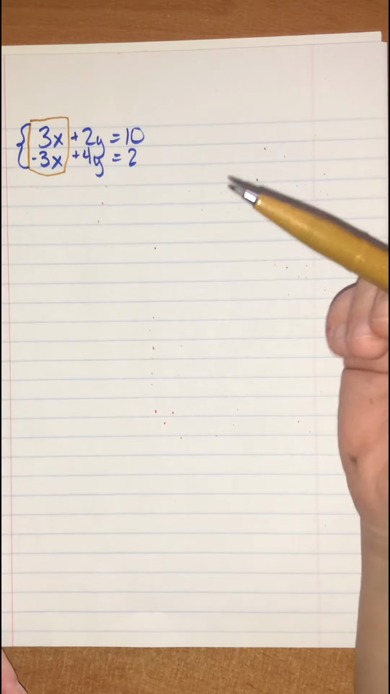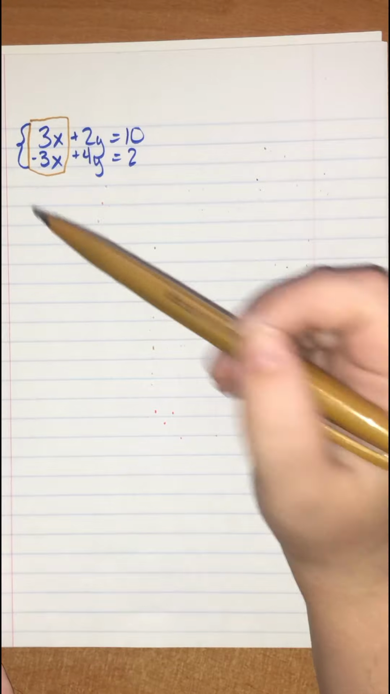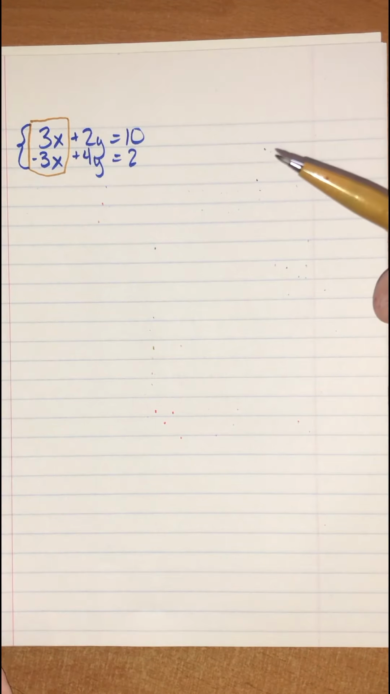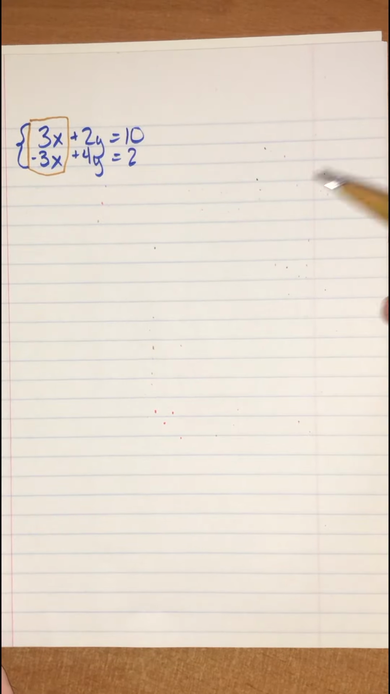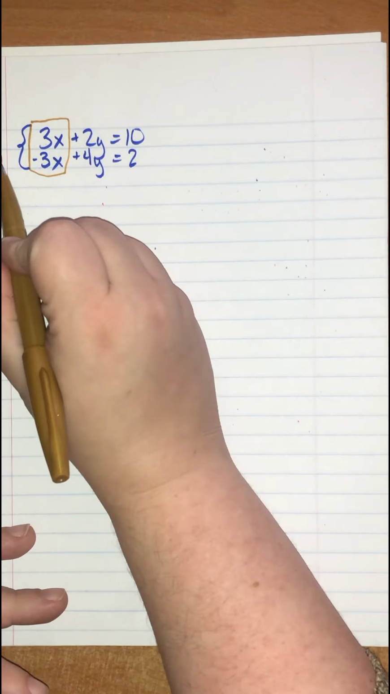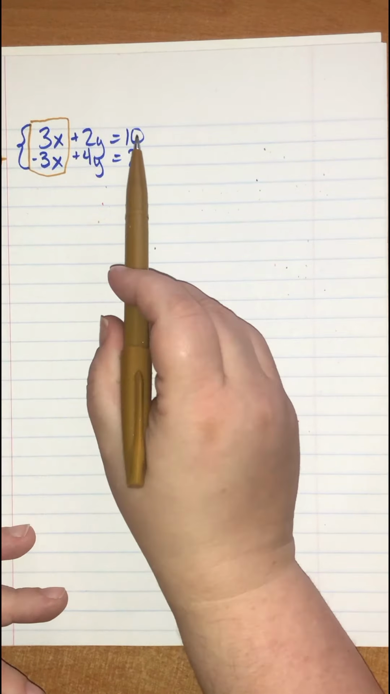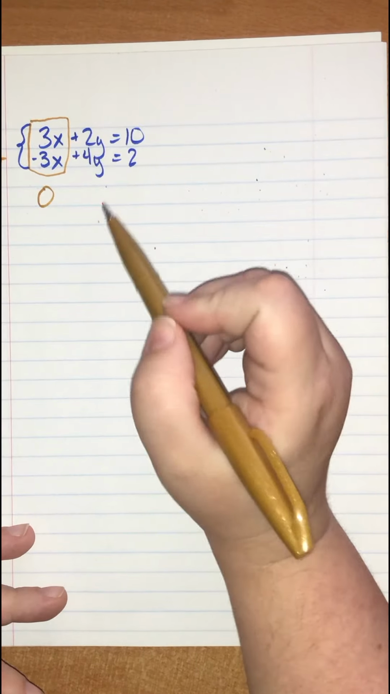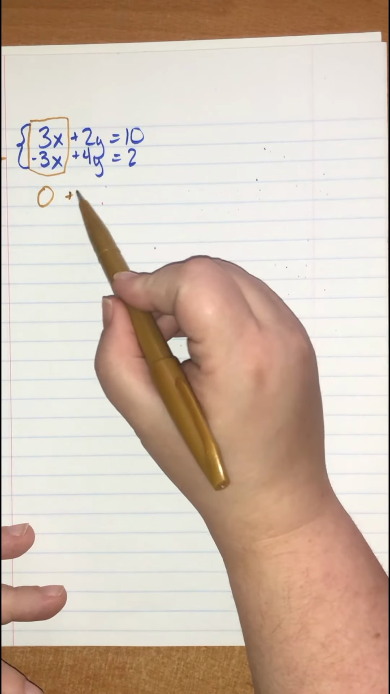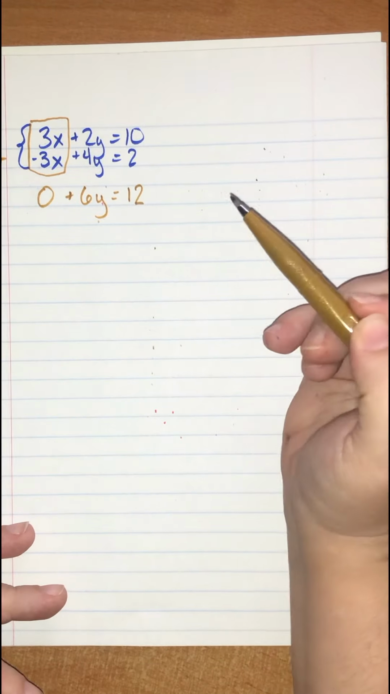So what you should think about is, what do I need to do to this 3x and negative 3x in order to eliminate them? And what should come to your mind is addition, because 3 plus negative 3 is 0, and that's what we want to end up with. We want to end up with 0 x's. So I am going to add the parts of this equation to this first equation. So I already know 3x plus negative 3x is 0. 2y plus 4y is 6y, and 10 plus 2 is 12.